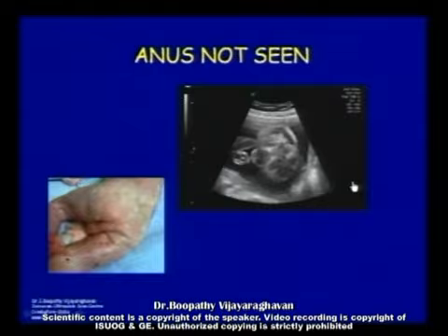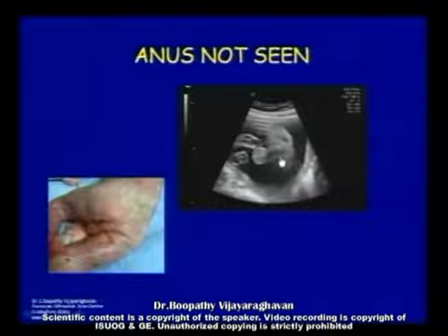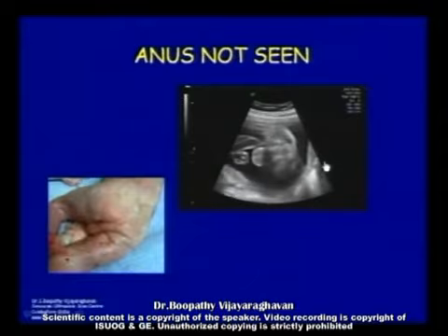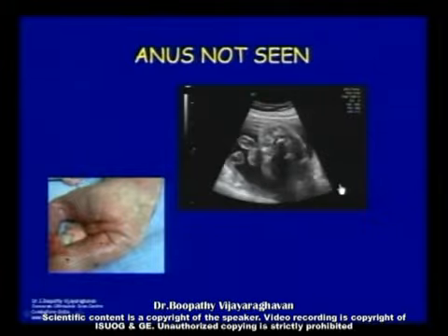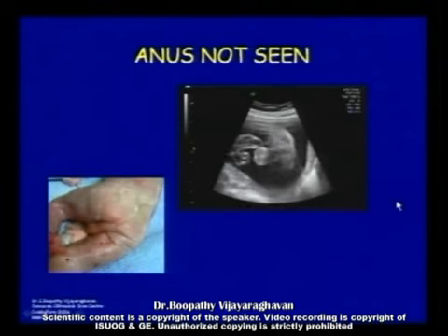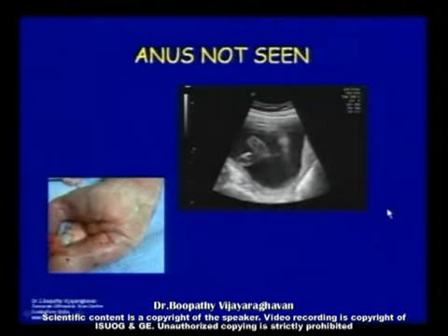So that is the video. You can see that is a male fetus. When you come down, you see the perineum, and with the same technique, you fail to see the anus. So are you convinced? Yes. You fail to see the anus. So when you fail to see the anus, what do you do?